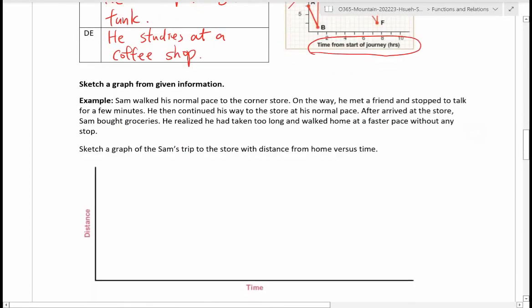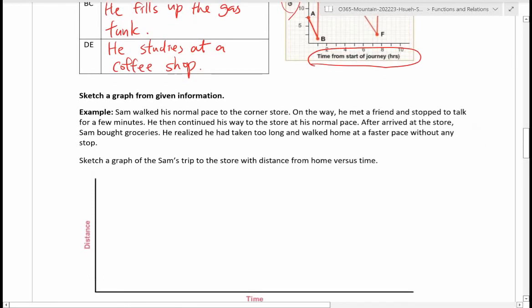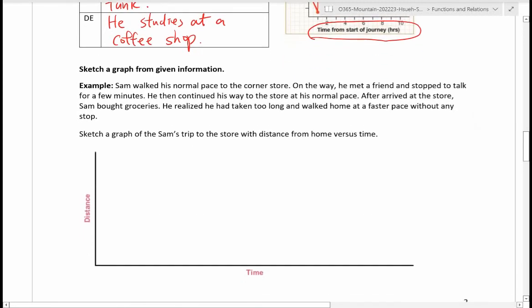The last example I'm going to show you is, well, now we've been reading the graphs, how about let's make up a graph? Let's draw a graph. So sketch a graph from given information. Sam walked at his normal pace toward a corner store. On the way, he met a friend and stopped to talk for a few minutes. He then continued his way to the store at his normal pace. After arriving at the store, Sam bought groceries. He realized he had taken too long and walked home at a faster pace without any stop. Okay, we want to sketch a graph of Sam's trip to the store with distance from home versus time.